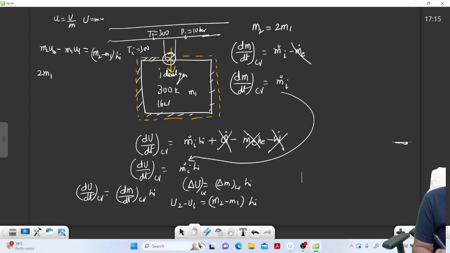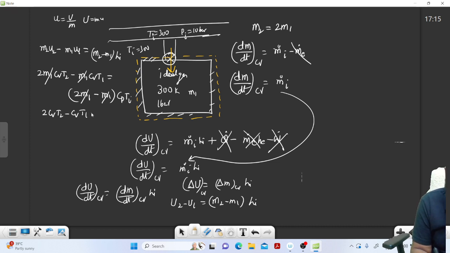But m2 is given: the final mass is twice the initial mass. m2 is 2m1. U2 is m2 Cv T2, U1 is m1 Cv T1, equal to (2m1 minus m1) into hi. What is hi? For an ideal gas, h is Cp T, and u is Cv T. Therefore m1 is gone. 2 Cv T2 minus Cv T1 is equal to 2m1 minus m1, which is m1. m1 cancels.